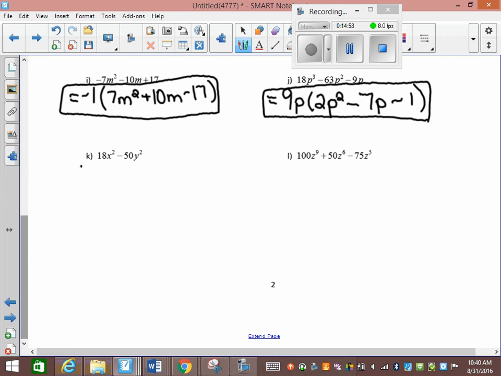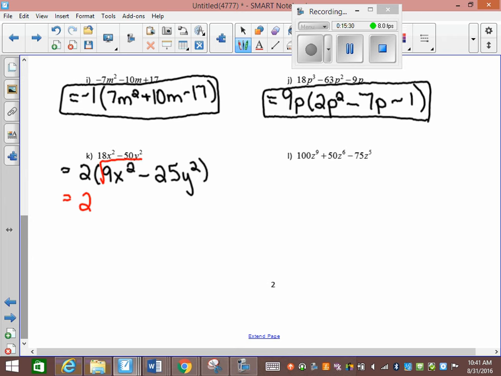We take out a 2. 18 divided by 2 is 9x squared, minus 50 divided by 2 is 25y squared. A difference of squares, remember, is when you have a binomial, so 2 terms, with a different sign, so subtract, the sign between them, and perfect squares. With a difference, subtract, of squares, perfect squares. The 2 is just going to carry down, because I'm not going to do anything with it, but I have to keep it coming with me.